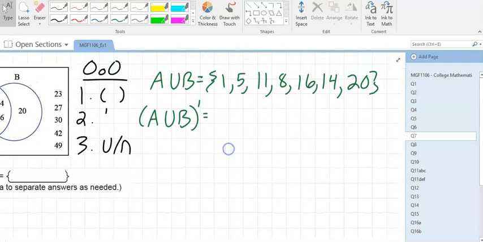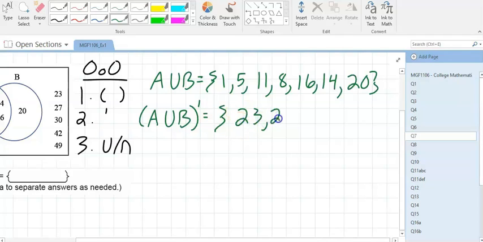23. 27. Good. 42 and 49. Good. Because that's the complement of the set that's above. These are all the numbers that are not in there.